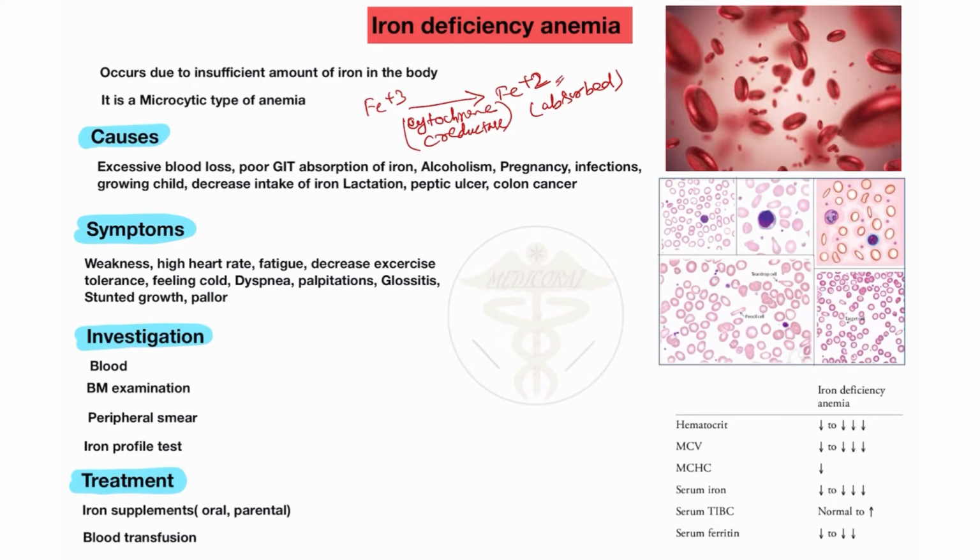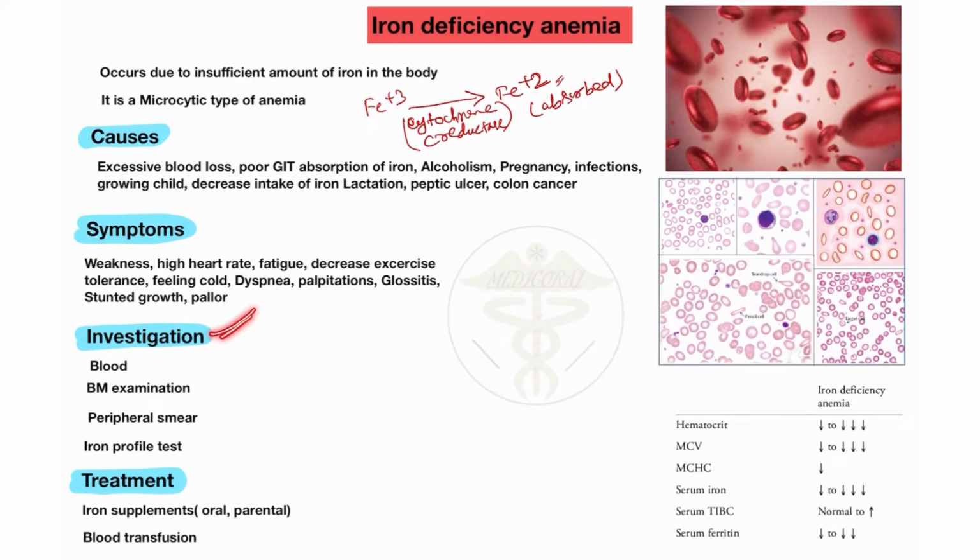What are the symptoms? Symptoms like weakness, high heart rate, means the heart rate increases in the patient, fatigue, decreased exercise tolerance, means the patient gets fatigued in very less time, feeling cold, dyspnea, also palpitation, glossitis, stunted growth and pallor occur. These are the normal symptoms of iron deficiency anemia in the patient.